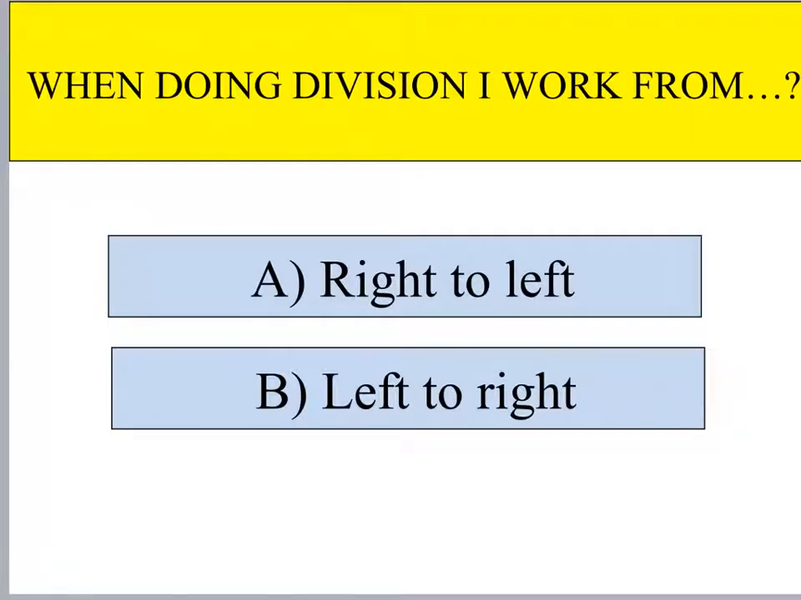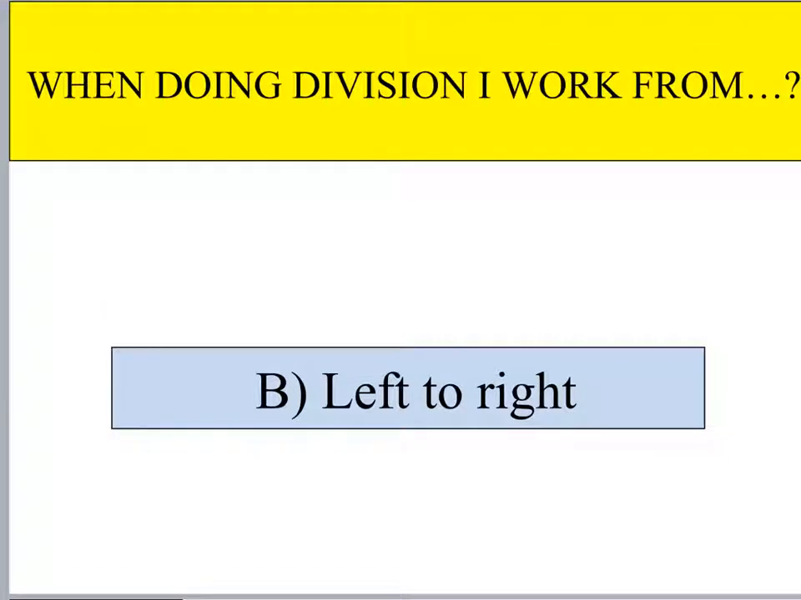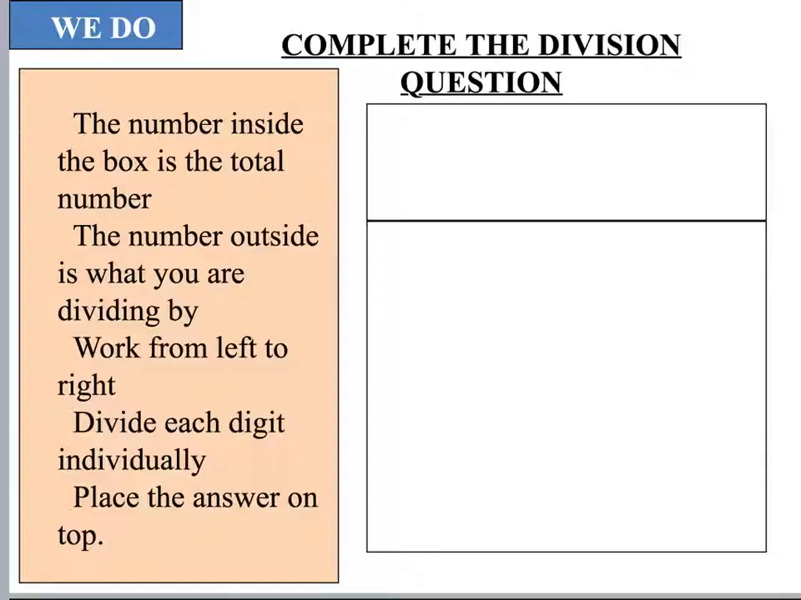Let's move on. Here's a multiple choice for you. All I want you to do is write A or B on your whiteboard. When doing division, I work from right to left or from left to right. Write down A or B. Press pause and do that now. Let's see how you went. When doing division, I work from left to right. It's different to addition and subtraction.